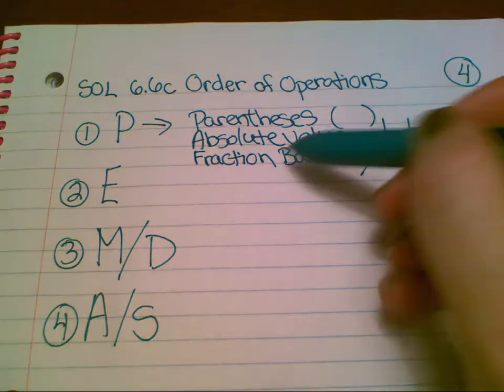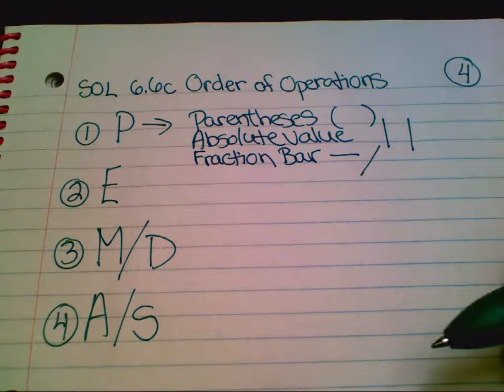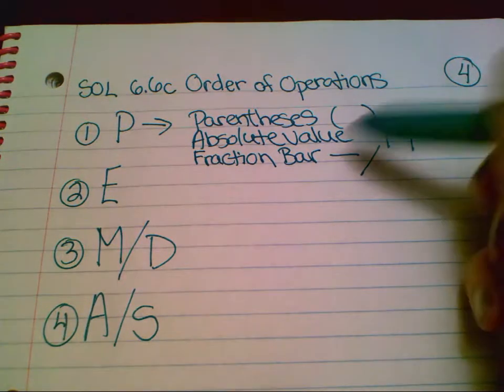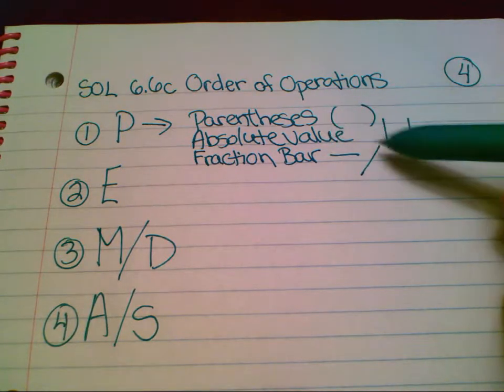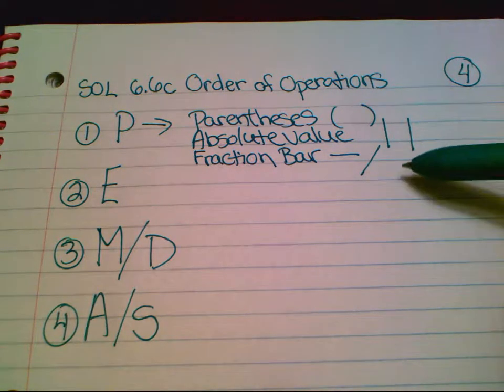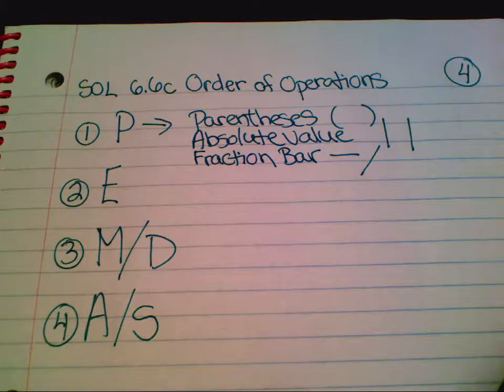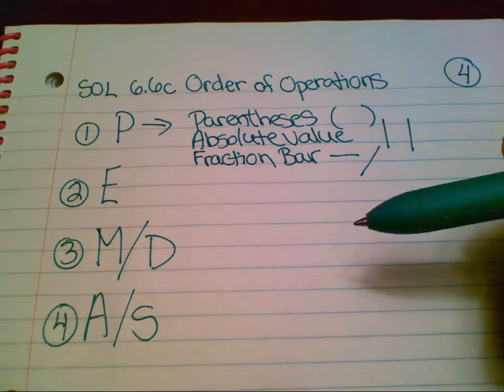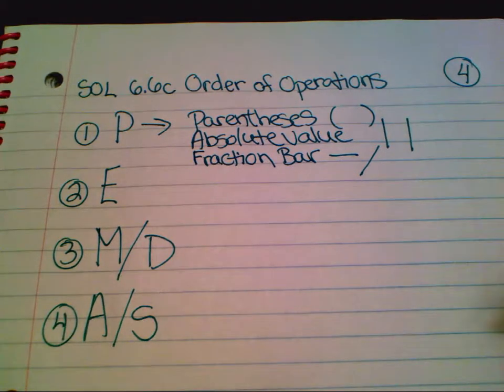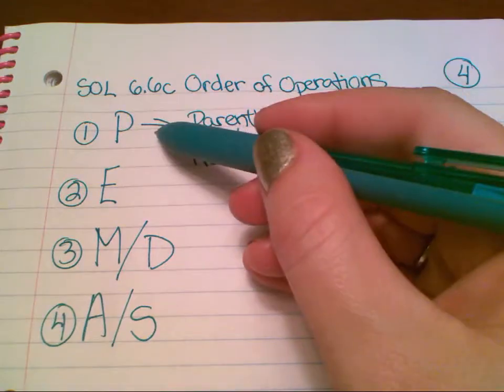The reason that fraction bar is written down here is because if you do have a long fraction where there is a math problem in the numerator and a separate math problem in the denominator, you would have to solve those individual problems first, solve the numerator and denominator separately, and then piece it together. So there's 3 different ways that we're going to show grouping, which goes under the P.